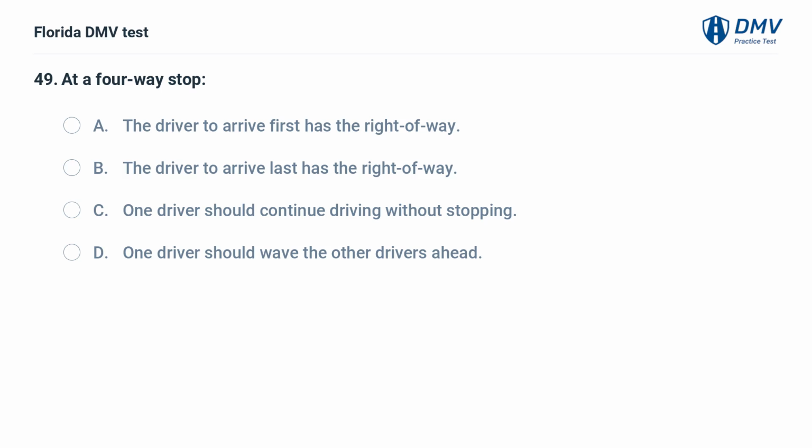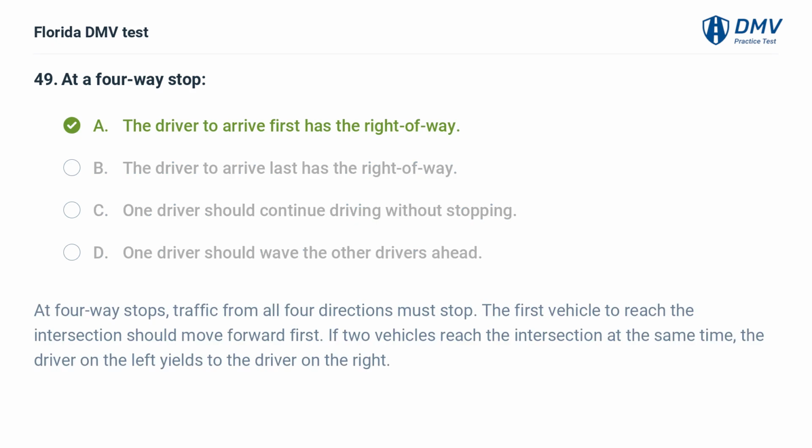At a four-way stop. A. The driver to arrive first has the right of way. B. The driver to arrive last has the right of way. C. One driver should continue driving without stopping. D. One driver should wave the other drivers ahead. A. The driver to arrive first has the right of way.